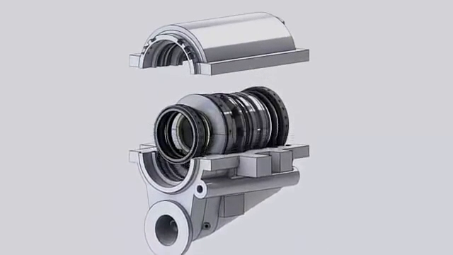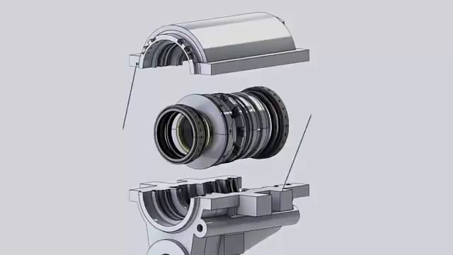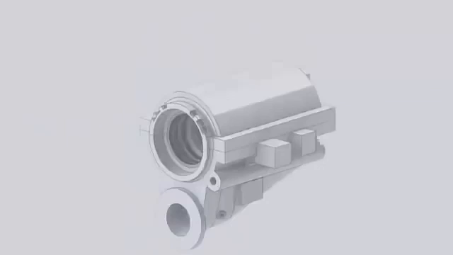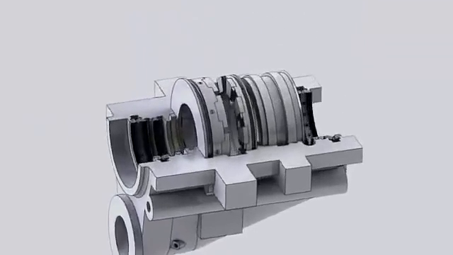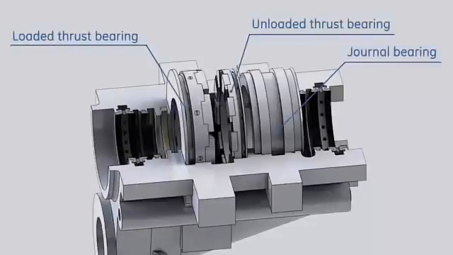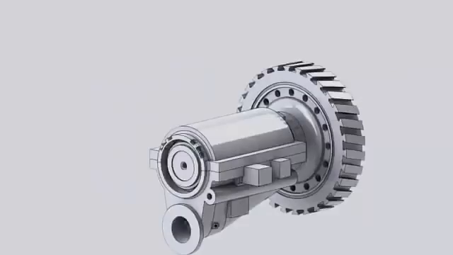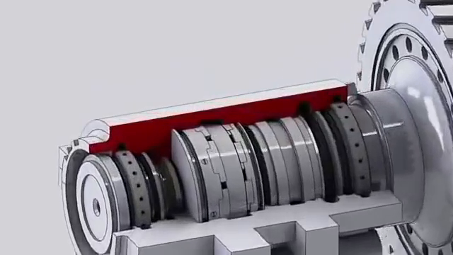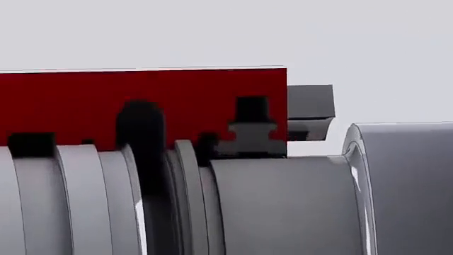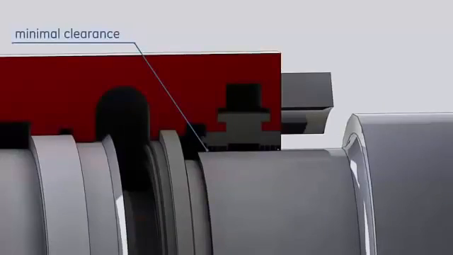The bearing components are installed inside the bearing housing, which consists of the lower and the upper halves. This bearing contains an elliptical journal bearing, loaded thrust bearing, and unloaded thrust bearing. Labyrinth seals are installed at each end of the housing, where oil control is required. Their teeth run against smooth surfaces machined on the rotor. Seals are assembled so that a small clearance exists between the seals and the shaft.